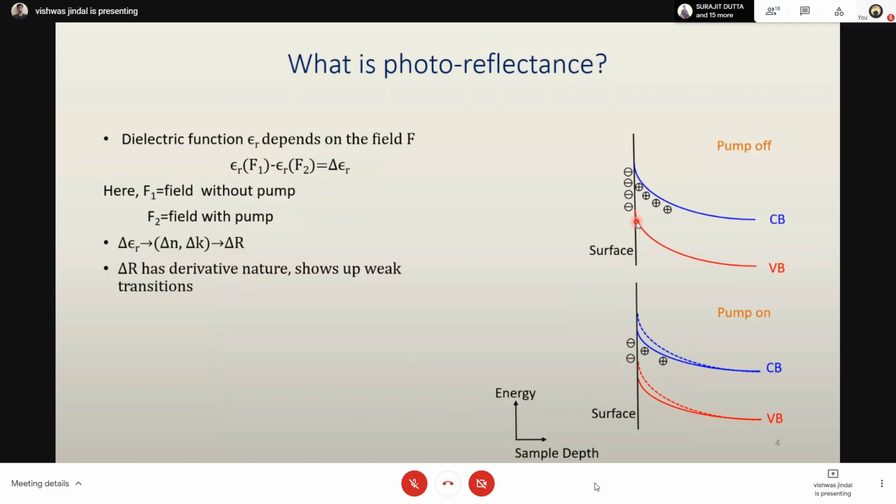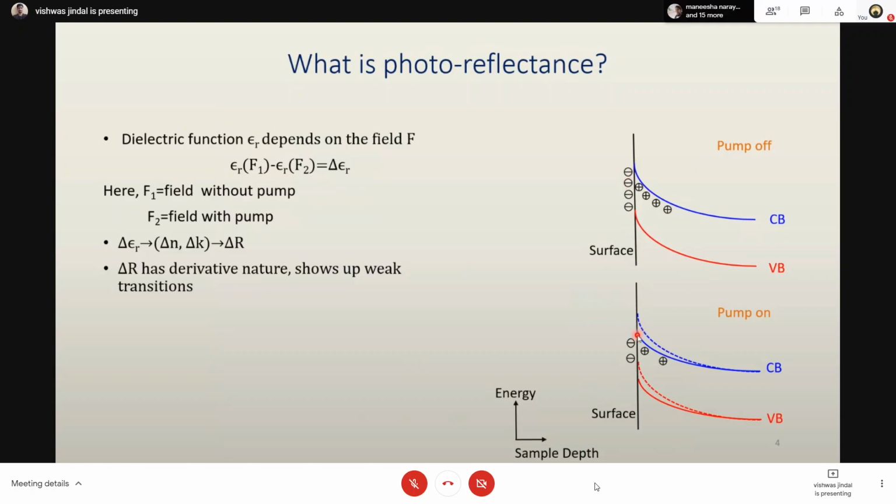There's slight bending. Now, the laser that you're shining, the photon energy of that laser has to be higher than the band gap of this material. And when you shine that, you will generate electron and hole pairs. Now these electrons and holes will recombine with the charge traps here at the surface, so their numbers will reduce, and so this bending will reduce.